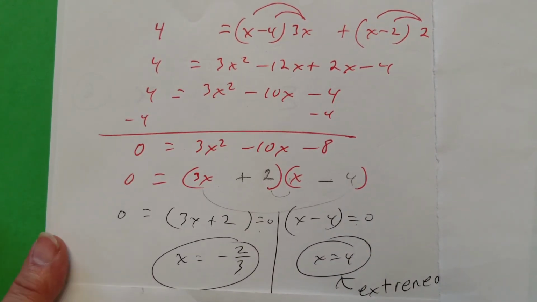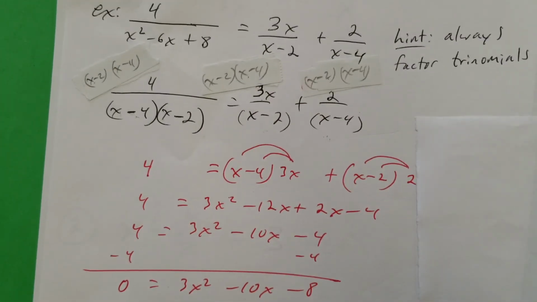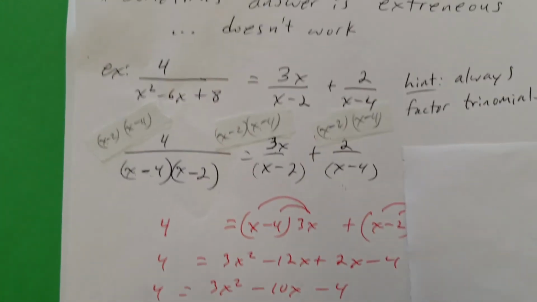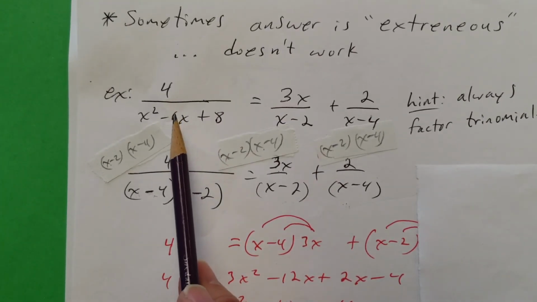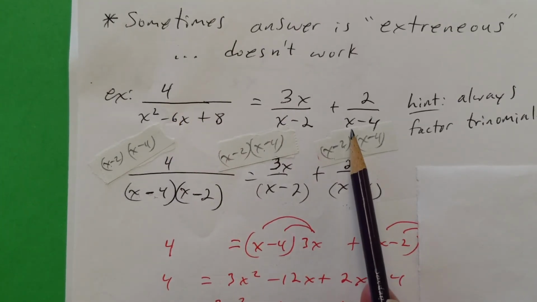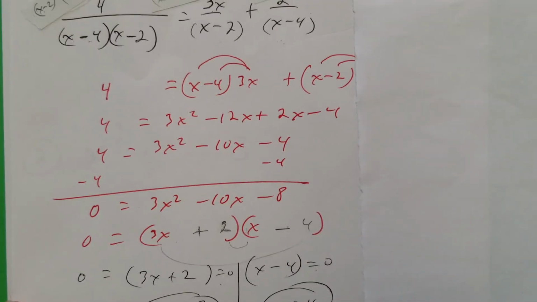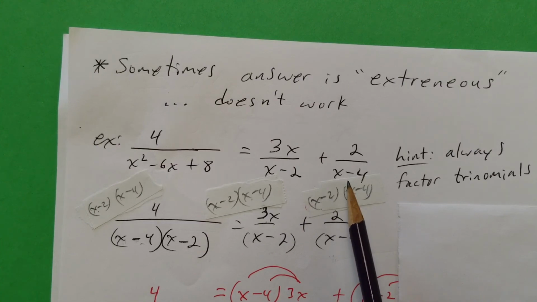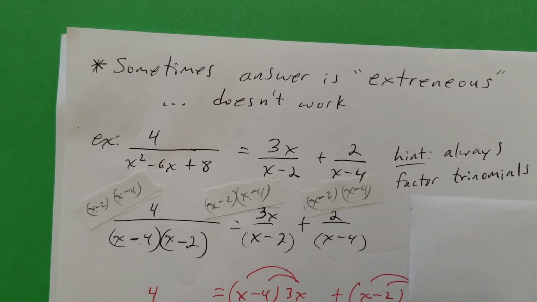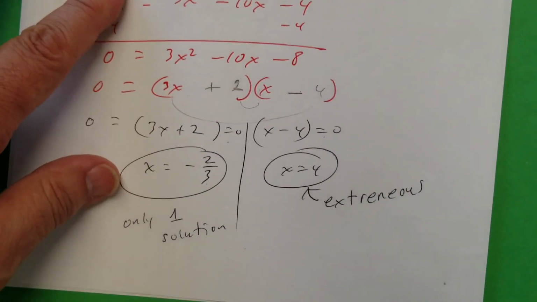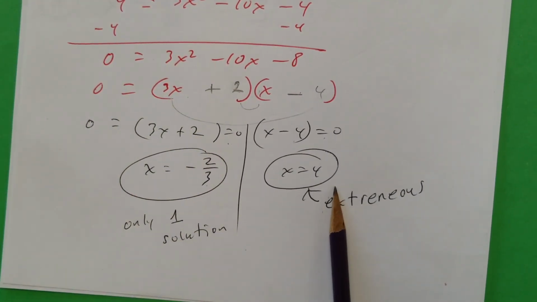Now, if you look carefully, way on top here, the 4 might work here, but it won't work here. Remember, you can't have a 0 in the bottom, so the 4, even though we did everything correctly, does not work here. It gives us a 0 in the bottom, so we say it's extraneous. Okay, so really, there's only one solution. We can't use this one.